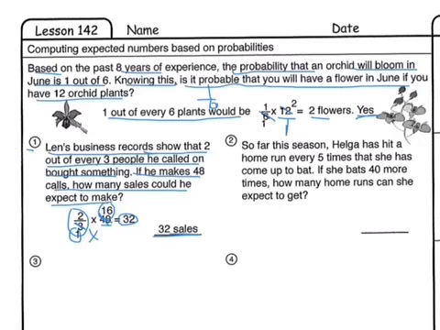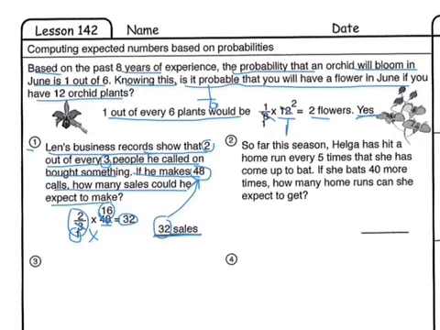And if you think about the logic of that, 2 out of 3 means most of the people that he calls are going to buy something. And so if he calls 48 people, 32 would be most of those people. So it is definitely coming out as a logical answer. Okay, why don't you pause the video, try number 2 on your own, and then turn the video back on when you're ready to see the solution.